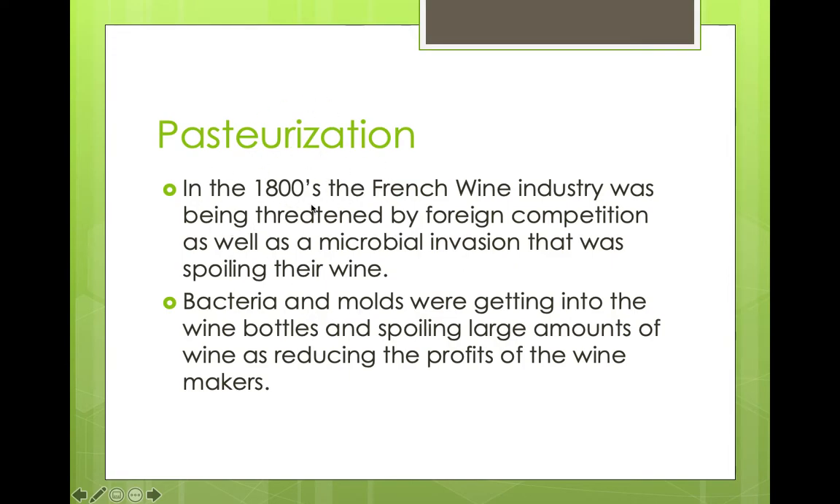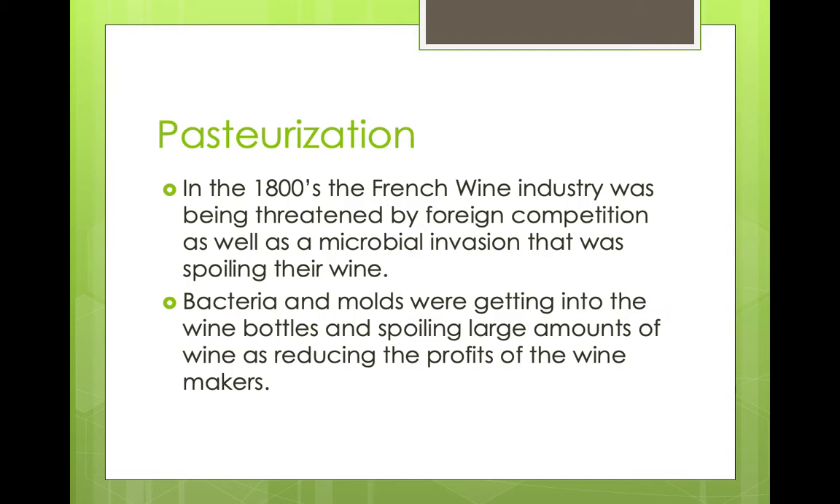Italy started making wine as well. But the main thing that started to compete with them was mold. Mold started to show up in those barrels. Mold started to show up in the bottles, and it was just spoiling the wine before they could even sell it. So large amounts of wine would just be ruined.